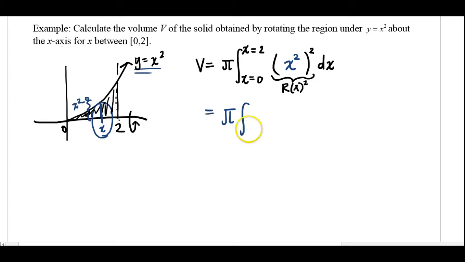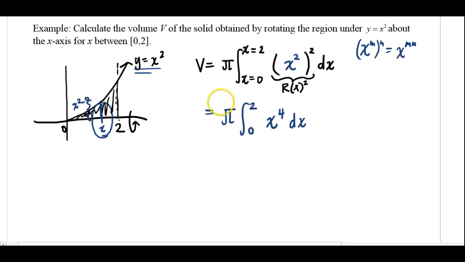We can write this as pi times the integral from 0 to 2 of x to the 4th dx. So just a quick reminder, these two exponents get multiplied. So I'm applying the rule: if I have x to the m, to the n, that's x to the mn. So these two are multiplied. It could seem like they're added because 2 plus 2 is also 4, but I just want to clarify that these two are multiplied. And then I don't want to forget the pi in the front.